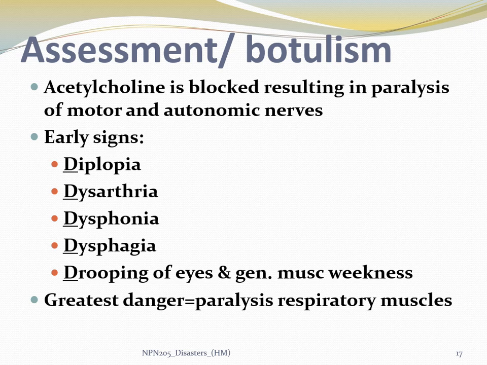All right, the greatest danger obviously is going to be muscle paralysis, which is going to lead to respiratory muscle paralysis and could lead to death. All right, and respiratory weakness and difficulty, if this patient does survive, could persist for their whole lifetime. Okay.